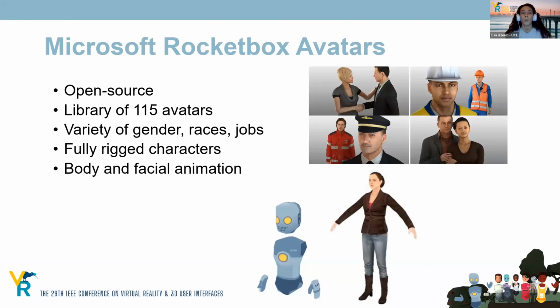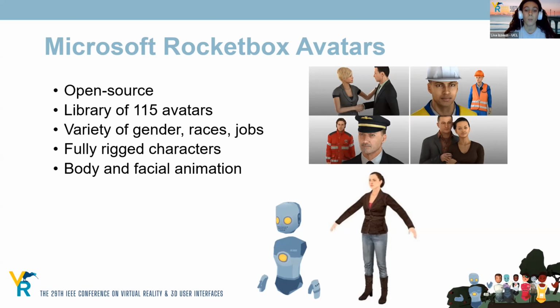So first of all, let me introduce the Microsoft Rocketbox avatars. That's an open source library that has been developed by Microsoft over the past few years and been used widely in the research area. It offers more than 100 avatars with different types of jobs, but also gender and races, which enable any type of different experiment and different avatars in your experiments. These avatars are fully rigged characters and allow animation of both the body, but also the facial animation.